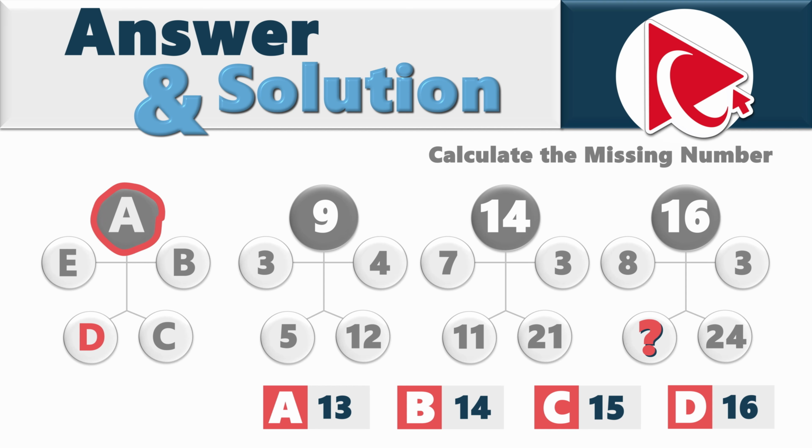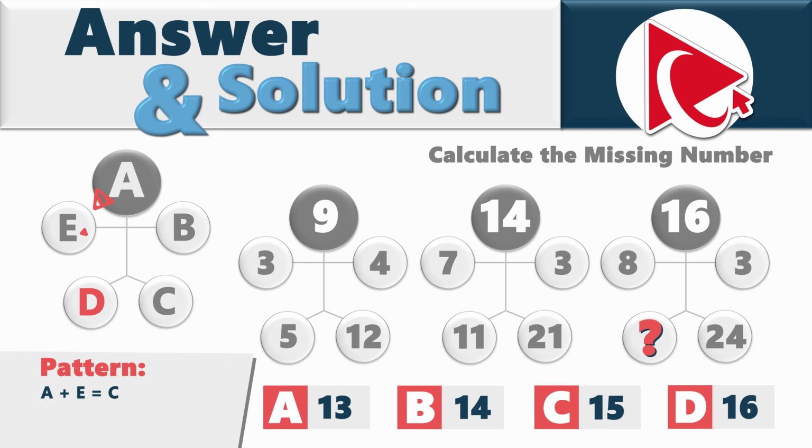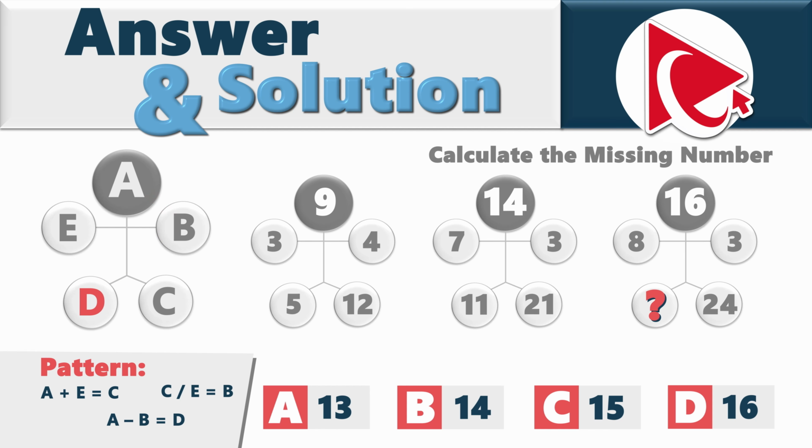And A is the starting number. As you can see it's in the bigger circle and it has the darker background. So A plus E equals C, C divided by E equals B, and A minus B calculates D. Let's look at the example for the calculations. 9 plus 3 equals 12. 12 divided by 3 equals 4, and 9 minus 4 equals 5.